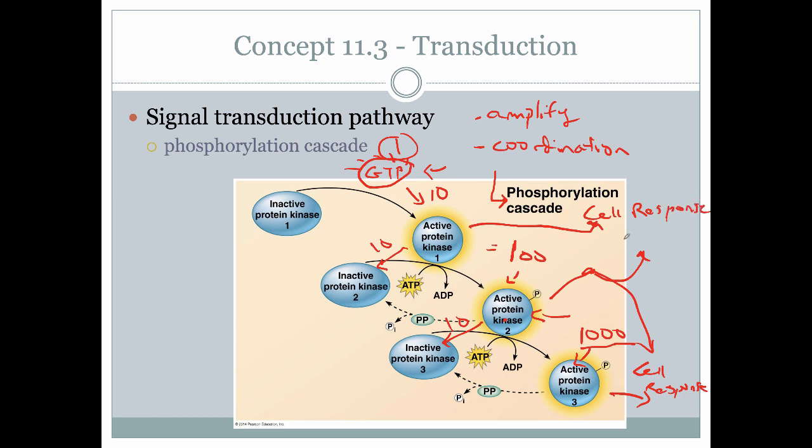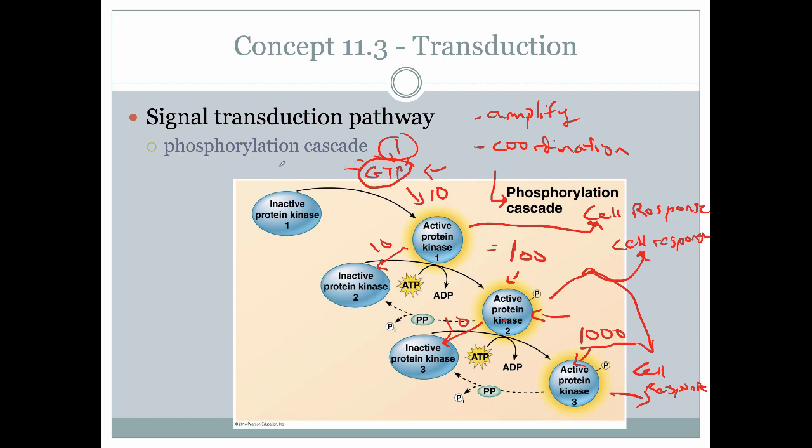The cell can actually do multiple things at once from the same signal, because we now have multiple active relay molecules or transducer molecules that can do multiple things at once. So we can amplify the signal, and then each one of these kinases can actually result in cell signaling. As you can imagine, you might be confused by this, but this is why cell signaling can be very complex. For now, all I want you to understand is what a phosphorylation cascade is.